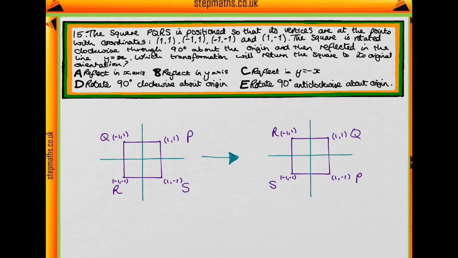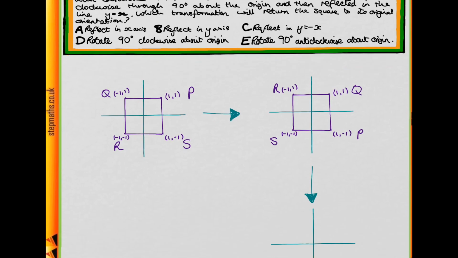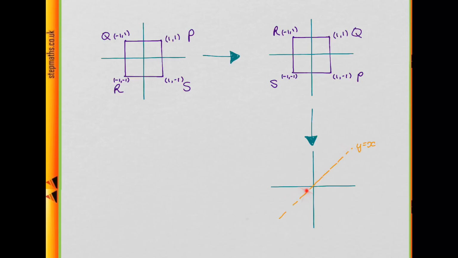Now what we want to do is reflect it in the line y equals x. So can you remember what the line y equals x looks like? Okay, so it's going to look something like this. So we're going to take this and reflect it in the line y equals x. So you can imagine drawing a mirror up here, and these points are going to be mirrored to each other. And Q, because y equals x will go through Q and S, they stay exactly where they are. So we get something which looks like this.